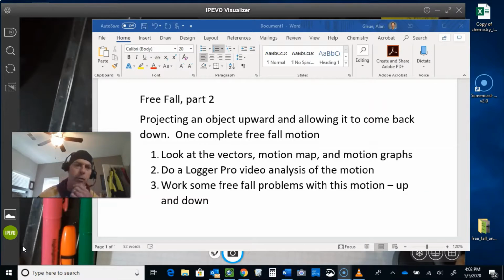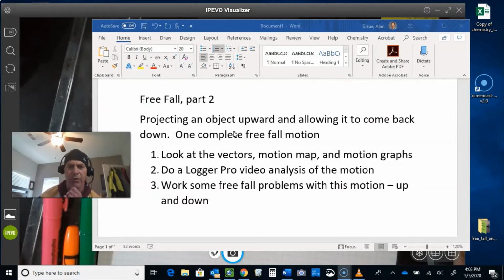Hey, I'd like to do a second part of this free fall information. We did the first part of the video, and we talked about dropping objects, what free fall was, etc. Now in this video, we'd like to project an object upward and then allow it to come back down. So we're going to have a little bit more complicated type of motion. It's going to be one complete free fall motion up and down.